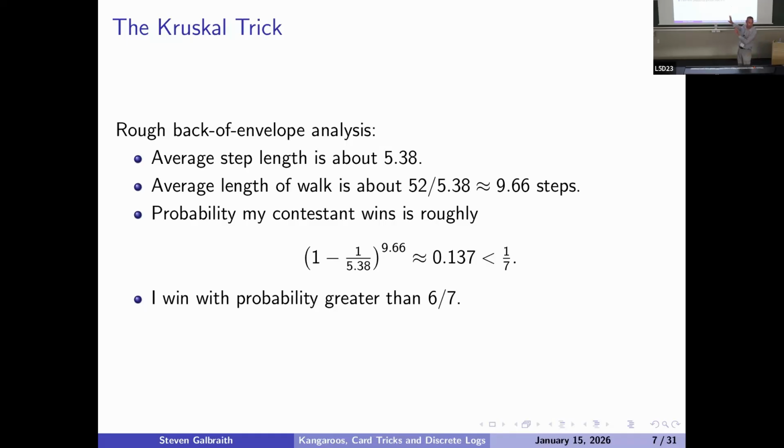Now this is not a rigorous calculation. Rigorously analyzing this game is quite complicated. There are multiple papers on it. I don't think there's even a full exact analysis of this.